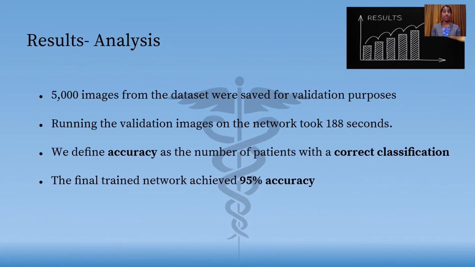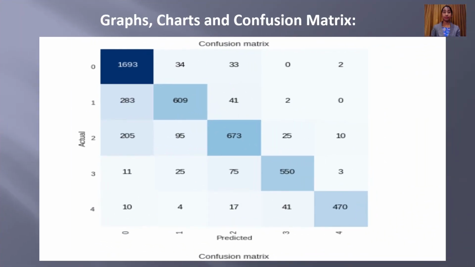Around 5,000 images from the dataset were saved for validation purposes. The final trained network achieved a 95% accuracy, and the classifications in this network were defined numerically as shown in the slide. So let me explain to you the results using a confusion matrix. If you look at the second column, my application correctly detected 609 people as having mild DR. And the false negatives are 34 with no DR, 95 with moderate DR, 25 with severe DR, and lastly 4 with proliferative DR.